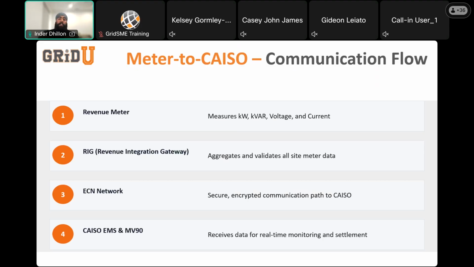Once it reaches CAISO, the data is used in two main ways, real-time operations and settlement. The real-time values like kW and kVAR are used in the EMS for monitoring system conditions. And on the settlement side, those values are recorded in metering load profiles collected through MV90, typically in 5-minute intervals. Now, while that's the overall path, what actually changes is how the data is handled within the site before it gets there.